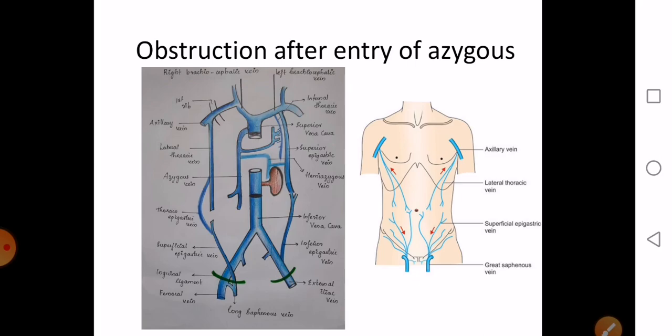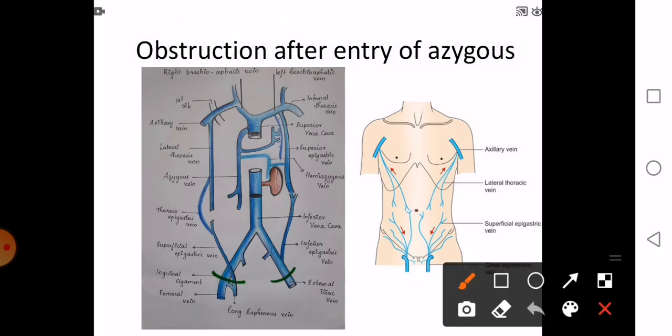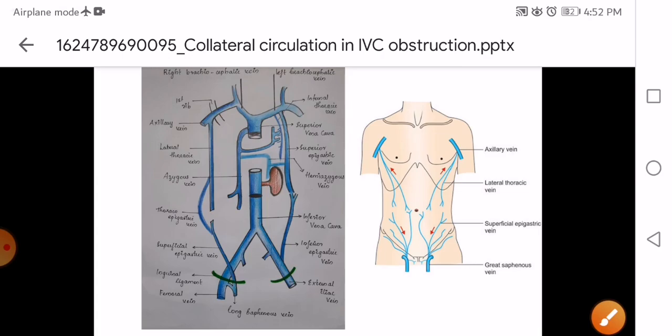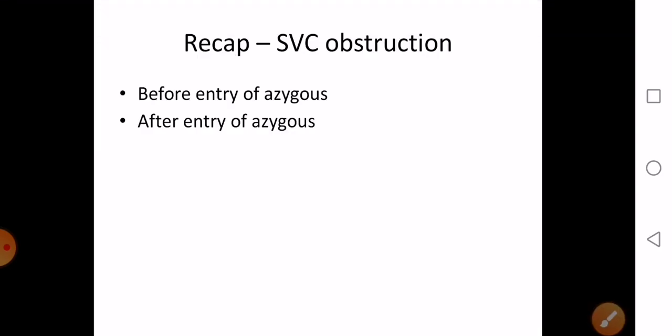veins on the anterior abdominal wall, and the blood will flow from above downwards. So from the superior epigastric into the inferior epigastric into the external iliac, inferior vena cava, heart, or via the lateral thoracic, thoracoepigastric, superficial epigastric, ultimately again into the external iliac and the inferior vena cava, and then to the heart. So those are the routes when there is SVC obstruction.